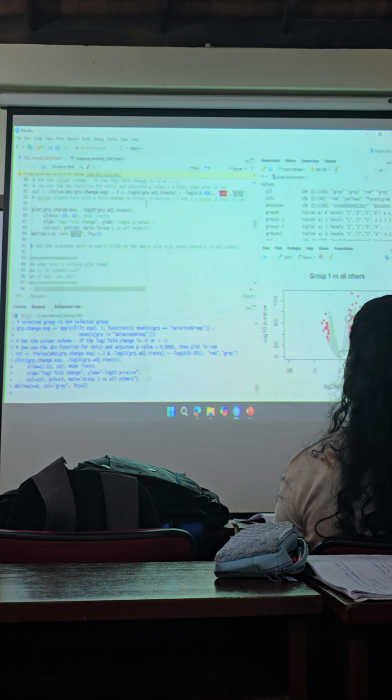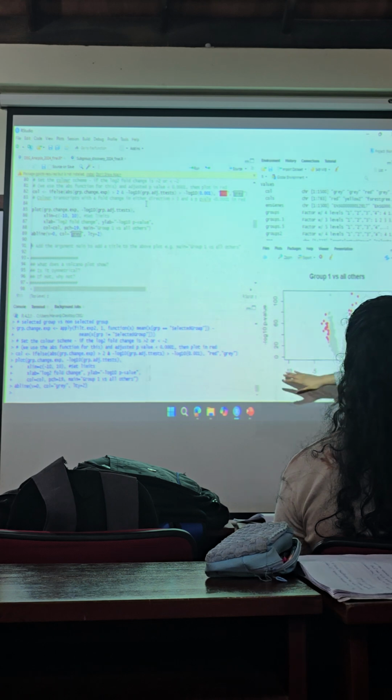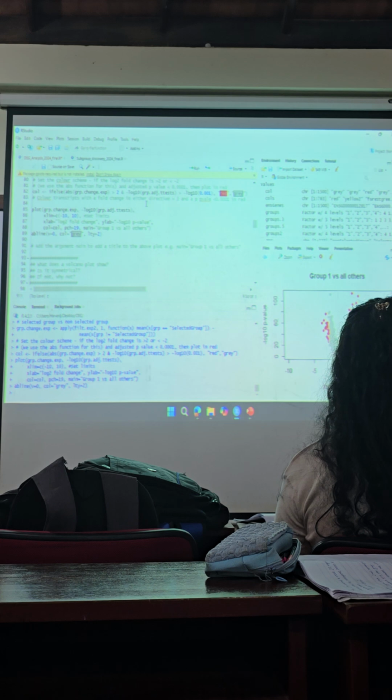Okay, now this is the volcano plot. This is the fold change and this is the p-value, right? This is in log, so you converted this to minus log 10, so the smallest values will appear at the top.